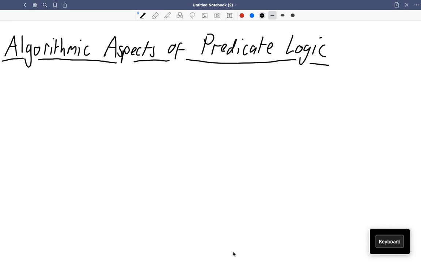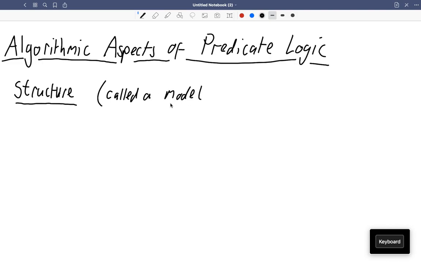And what this relies on is something called a structure. Let's write that down, a structure. Which actually in the course textbook is called a model in the Huth and Ryan textbook.